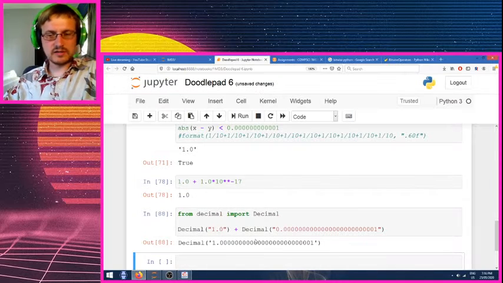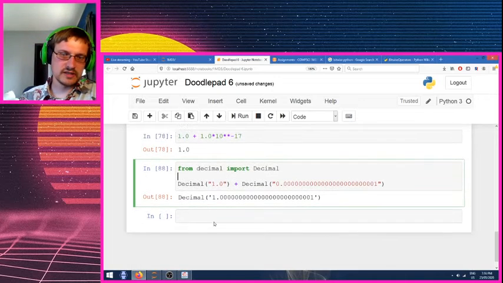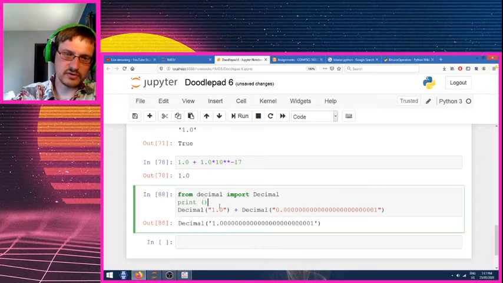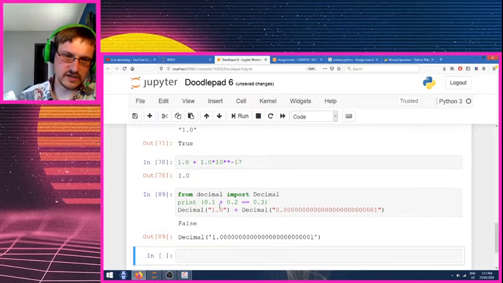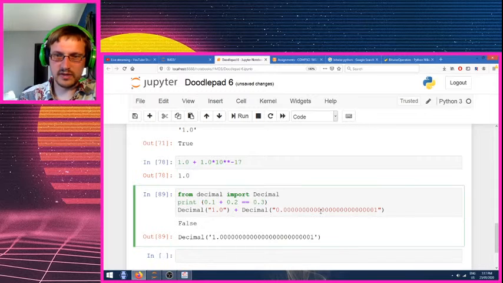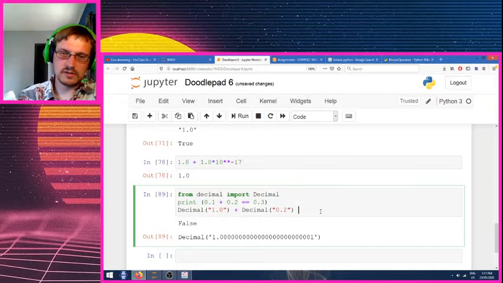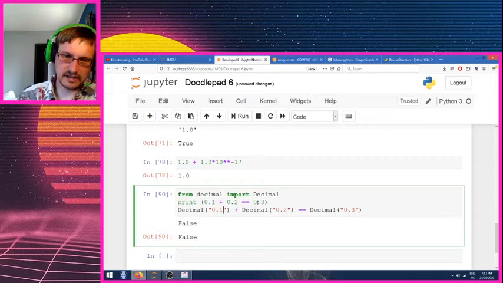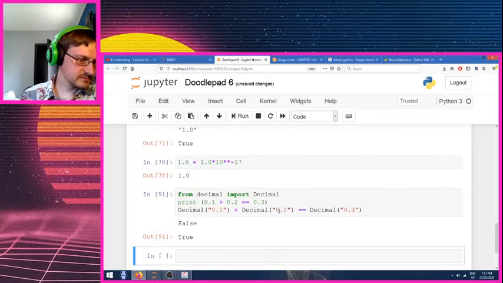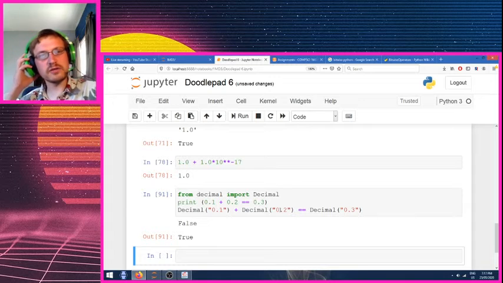You may notice that you can do things that you can't do otherwise. So if you print 0.1 plus 0.2 equals 0.3, that's false. But if you do 0.1 plus decimal 0.2 equals decimal 0.3, well, that would explain that. Yep, there you go. So it works. So that's a useful thing.